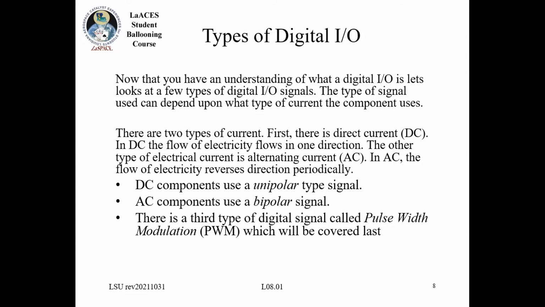Which also corresponds to the current being only positive. Or you could have current that will reverse direction, right? Like your AC distribution, which means the current goes from positive to negative. So another way to refer to this is, DC components are unipolar, i.e. one sign, right? One direction, uni. And AC are bipolar because it can go both ways.